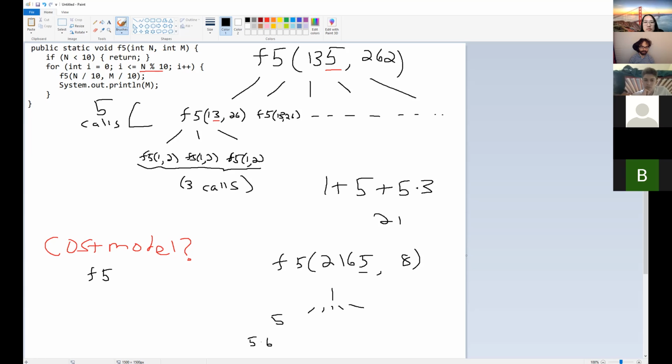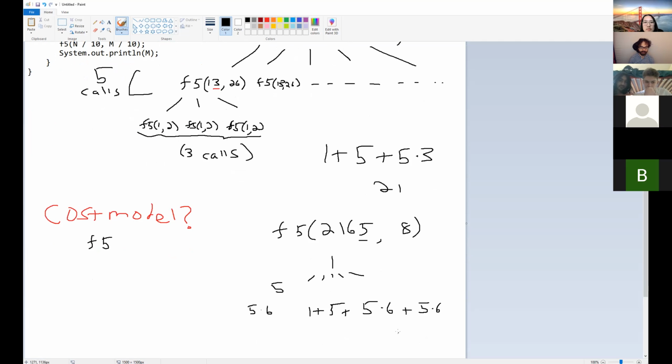So now it's going to be 1. I'm just kind of observing the pattern. 1 plus 5 plus 5 times 6, I guess plus 5 times 6 again. So I think the total number of calls, and we have to be a little careful about this, but it should be 66 calls. Does that sound reasonable? Anybody detect any issues with my reasoning?